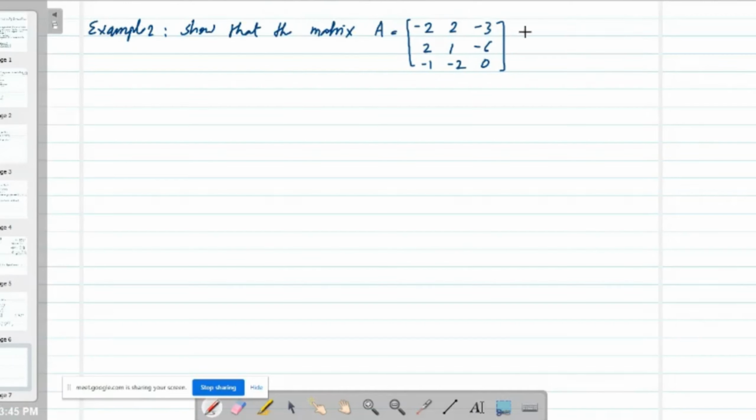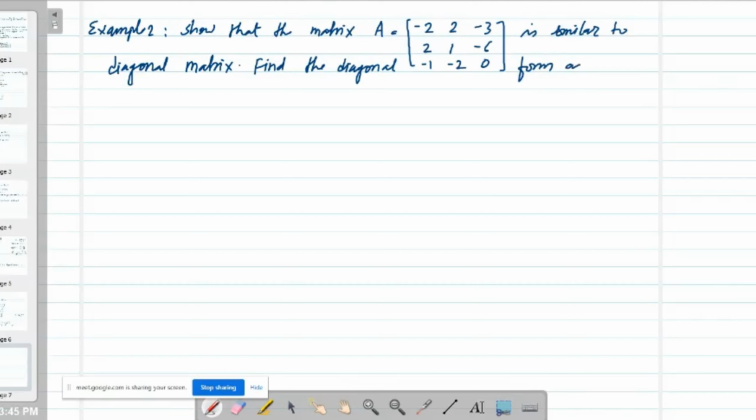is similar to diagonal matrix. Find the diagonal form, and diagonalizing matrix. What have to do in this case?